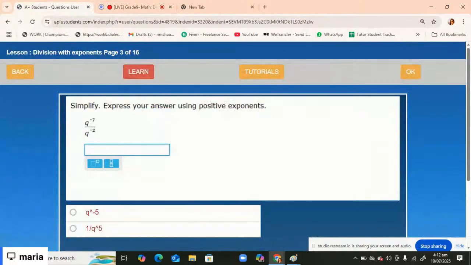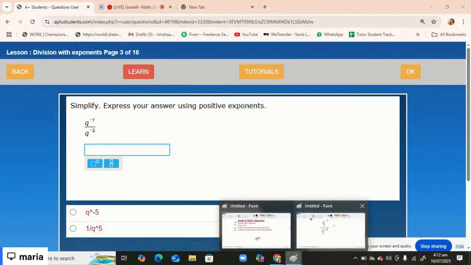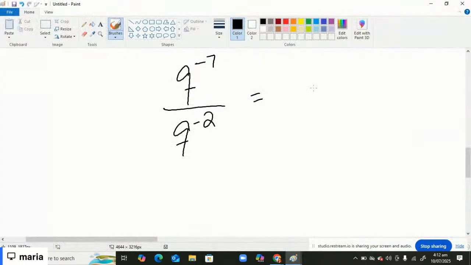So here, q power minus 7, and then this 2 power moves up. When the denominator's power moves up, it turns positive. Let's do it with the positive number. Now tell me, minus 7 plus 2, what is the answer? So the answer we get.